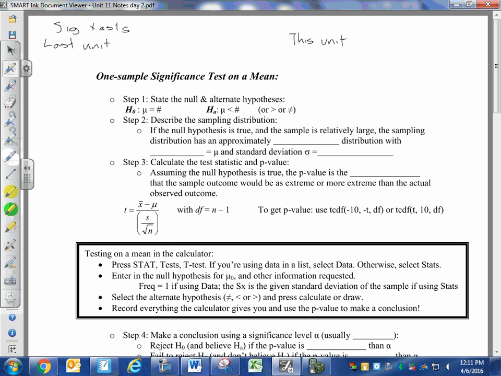Last unit, we did only significance tests, but we did it with proportions. Last unit, we had proportions for percentages. This unit, we will be given averages of sample data, and it will be in units that are not percentages. This is the notes of the worksheet.